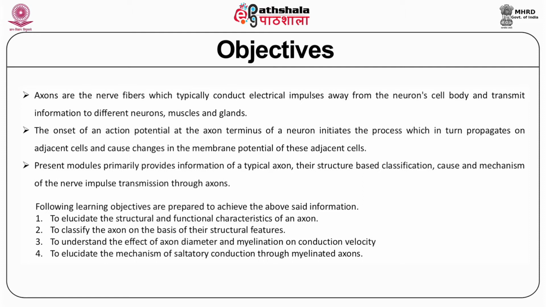Number 1, to elucidate the structural and functional characteristics of an axon. Number 2, to classify the axon on the basis of their structural features. Number 3, to understand the effect of axon diameter and myelination on the conduction velocity. And last, to elucidate the mechanism of saltatory conduction through myelinated axons.